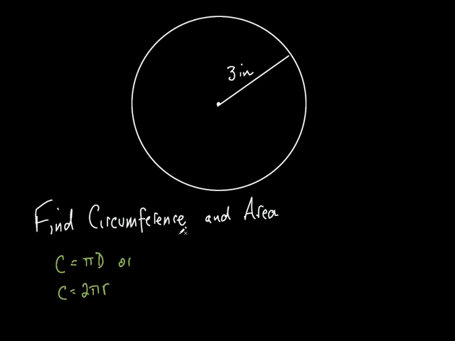I like to use 2 pi r because what do they give you right here? They don't give you the diameter, they give you the radius. So let's just use the one with the radius in it. So let's plug some stuff in. It's 2 times pi, which is 3.14, we'll just round it to that, times the radius, and the radius is 3. And just to make this a little easier on the calculator, 2 times 3 is 6. So really, we're going 6 times 3.14.